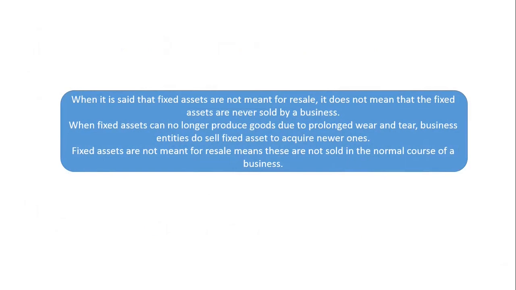One point of caution: when we say that fixed assets are not meant for resale, it does not mean that fixed assets are never sold by a business. When fixed assets can no longer produce goods due to prolonged wear and tear, or because of obsolescence, or because of their continuous use, the business entities are required to sell fixed assets and acquire newer ones. What we mean is that in the normal course of the business, fixed assets are not sold. They are used to produce other goods.